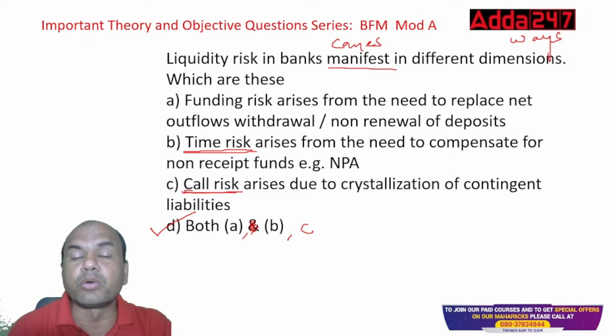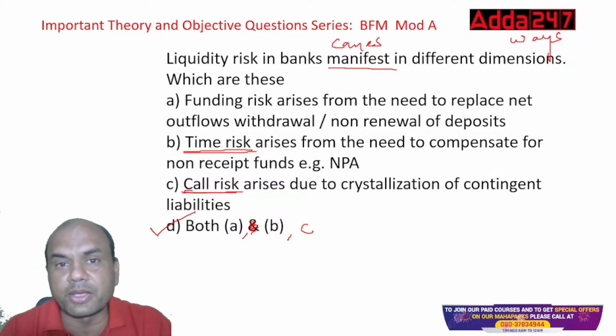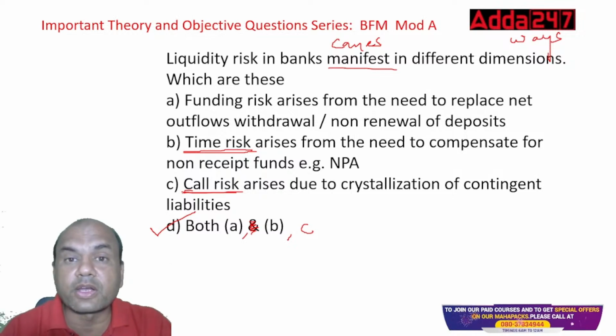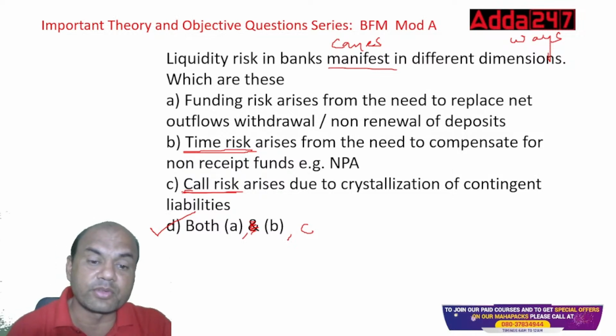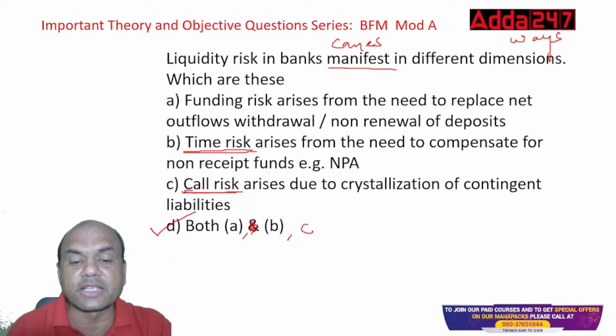Because if tomorrow there is a huge bank guarantee to be paid by you, then from where will you get the funds? Urgent funds. Okay. So it's actually A, B and C.